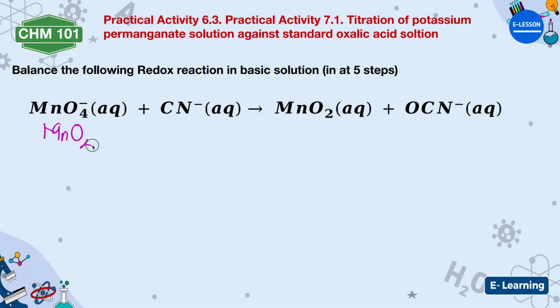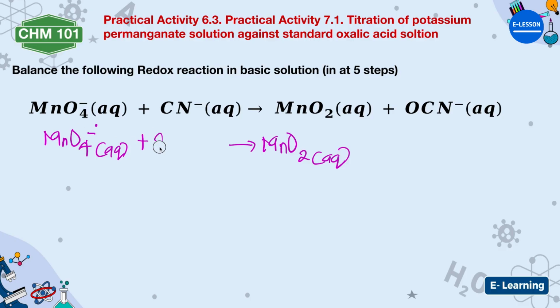The first one is MnO4- aqueous. Now this one will give rise to MnO2 aqueous. How many oxygens do we have here? 2. How many do we have here? 4. So we need to add 2 more oxygen. And I told you that to add oxygen, you add water. Because we need 2 oxygen, you add 2 molecules of water. To which side of the equation, my dear student? It's not to this side, it's to this side. So we have plus 2H2O.